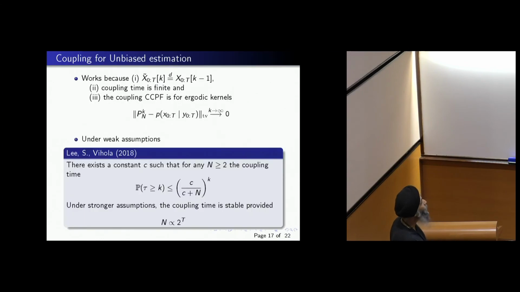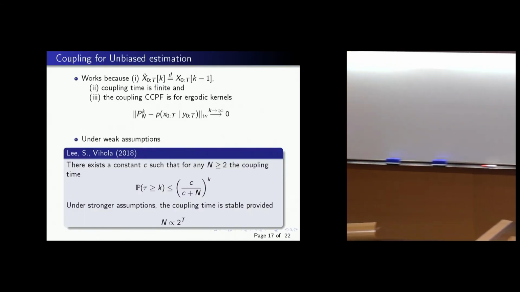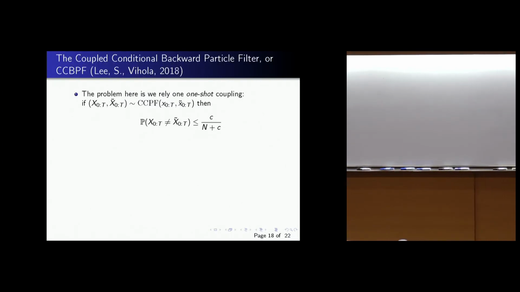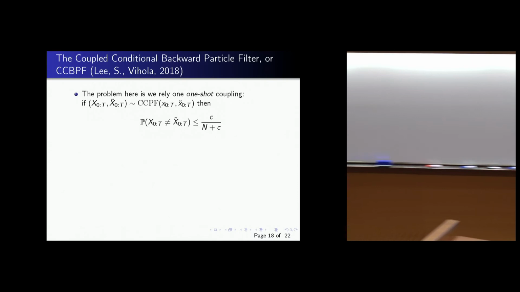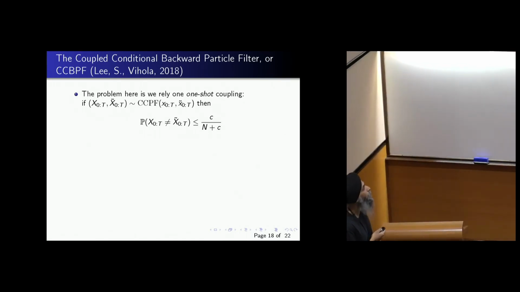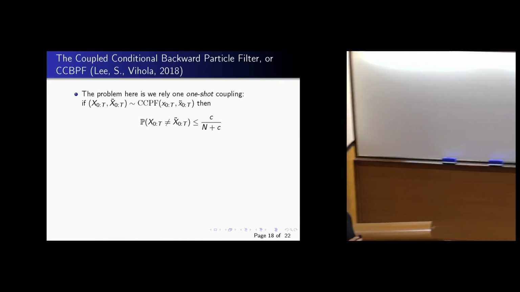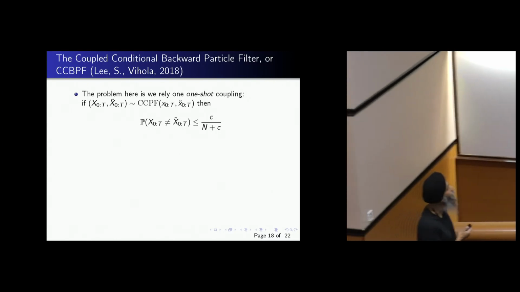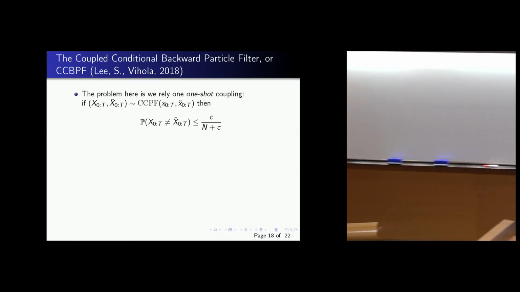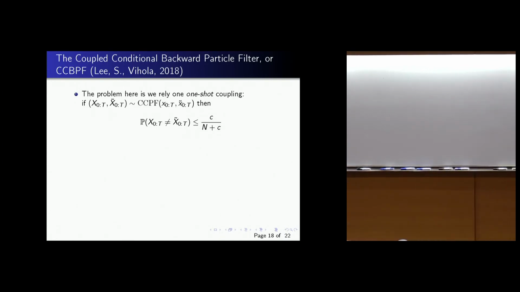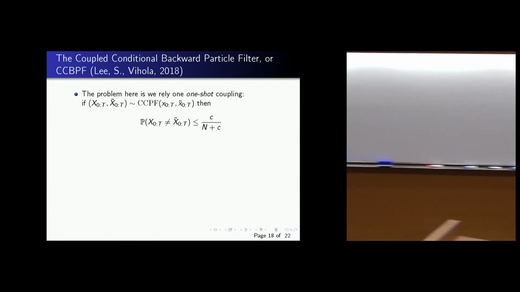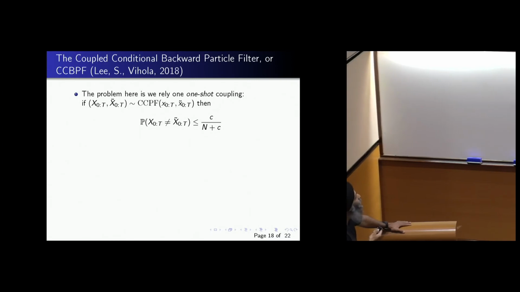So the problem with this coupled particle filter is that we demand a lot from it. What do I mean by that? The problem here is that we rely on one-shot coupling. Every time I push a trajectory through the coupled conditional particle filter, we ask it, have you coupled everything yet? Is the entire length of the trajectory from time 0 to t coupled with the other chain from time 0 to t? That's a lot, and because we ask this, we end up with quite bad rates.